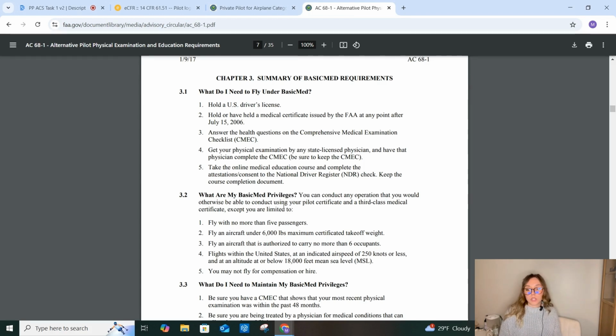What do you need? Again, US driver's license. Held a medical certificate at any point after 2006. Answer the health questions on the comprehensive medical examination checklist. Get your physical examination by any state licensed physician and have that physician complete it. So my understanding is there are some questions for you on the CMEC, and then there are some questions for your physician. And then you also need to take this online course, and you need to attest and consent to the National Driver Register. And you need to have that receipt that you completed the course.